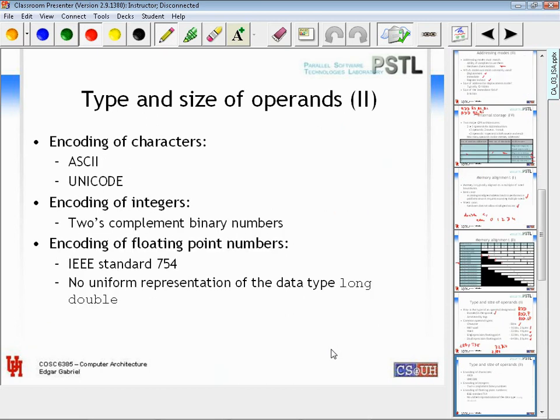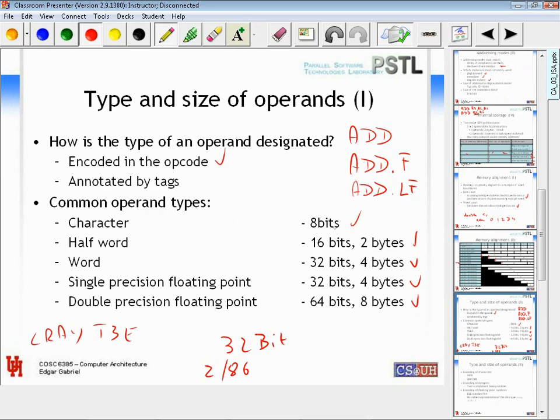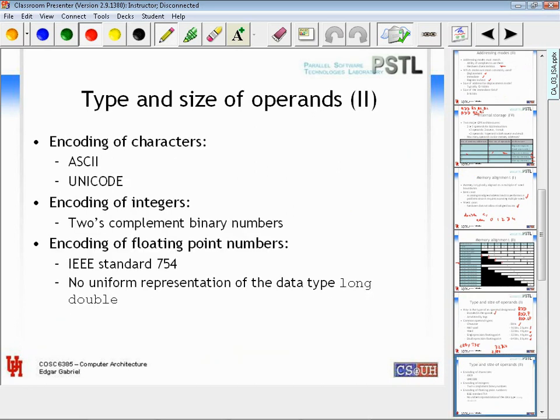Regarding the encoding of characters, here we are assuming that it's 8 bits. As probably most of you know, that's what is called the ASCII code. Many of the modern processors also have support for Unicode, which was introduced actually with Java, where a character is represented by 2 bytes. How are integers encoded? Hopefully that's also something that you've learned in the undergraduate computer architecture course that you had. Basically all computers nowadays use two's complement binary numbers.